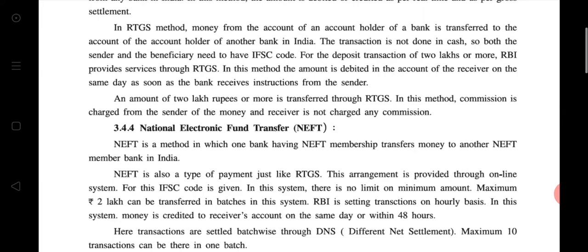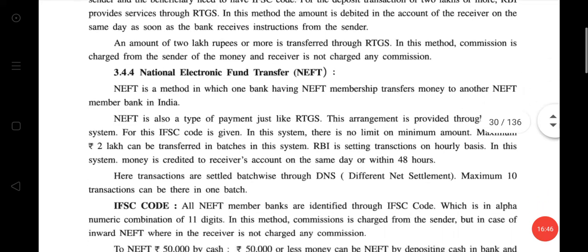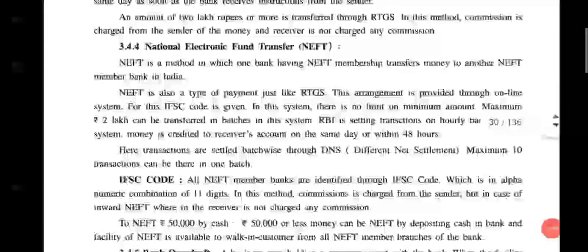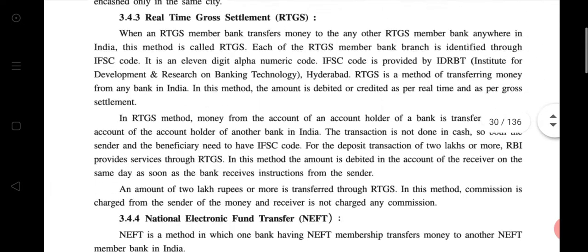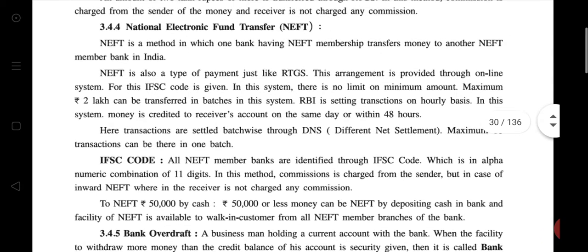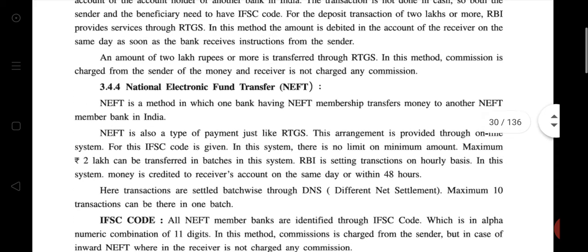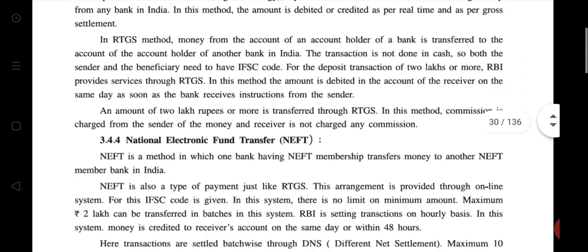Okay, clear? So now, the next topic, National Electronic Fund Transfer. Students, after completing this topic, I will give you time for reading. What is the full form of RTGS? Real Time Gross Settlement. And what is the full form of NEFT? National Electronic Fund Transfer.